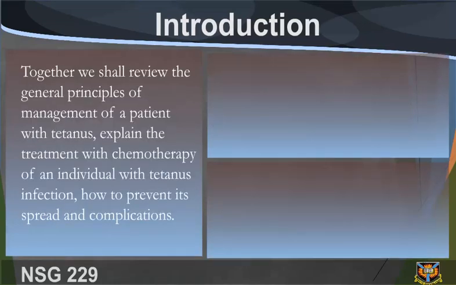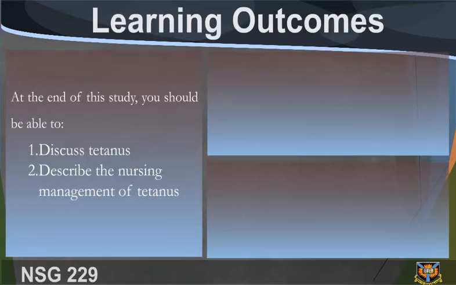Together, we shall review the general principles of management of a patient with tetanus, explain the treatment with chemotherapy of an individual with tetanus infection, how to prevent its spread, and complications. Learning outcomes. At the end of this study, you should be able to: 1. Discuss tetanus. 2. Describe the nursing management of tetanus.